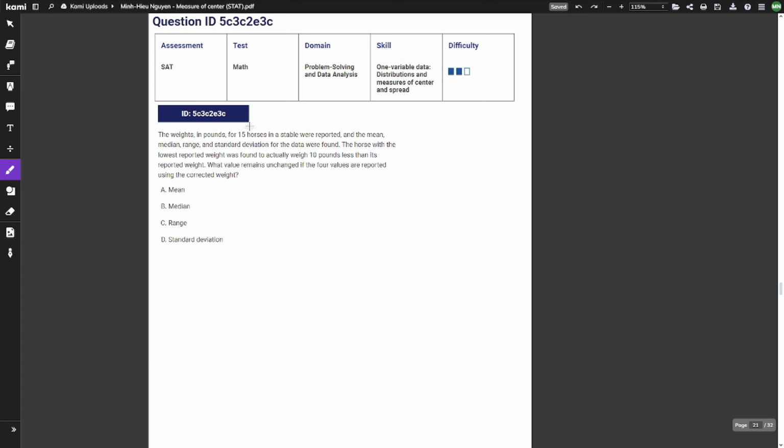So we know we have these 15 horses, and they found the weights of each horse. However, there's one horse that actually weighed 10 pounds less. Now we're trying to find, did the mean, median, range, or standard deviation not change? So which one didn't change? First up, the mean. The mean is equal to the total number of pounds divided by those 15 horses. And since one of them weighed 10 pounds less, is the total going to change? Is the mean going to change? The answer is yes, so it's not going to be our mean.